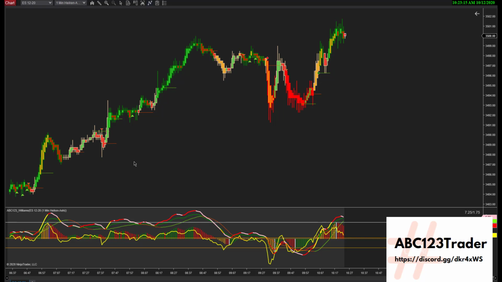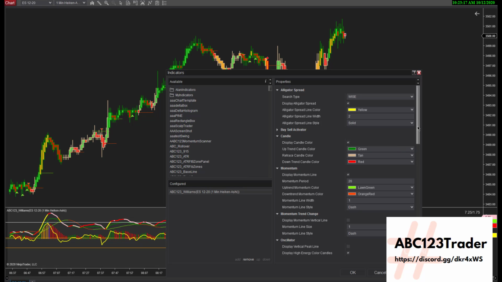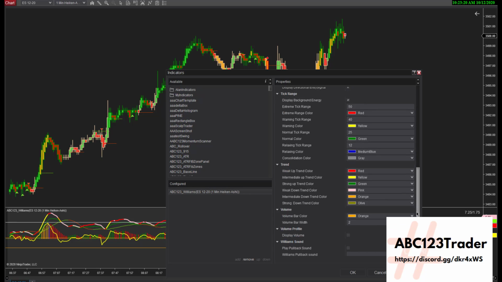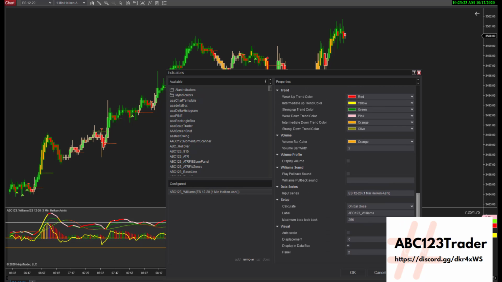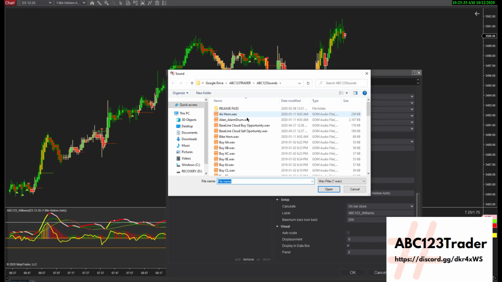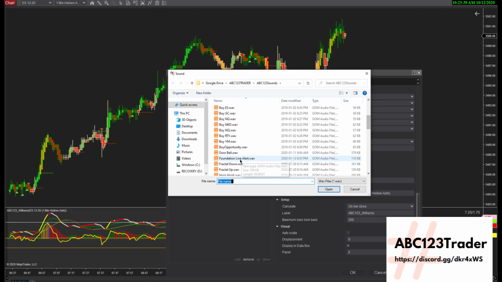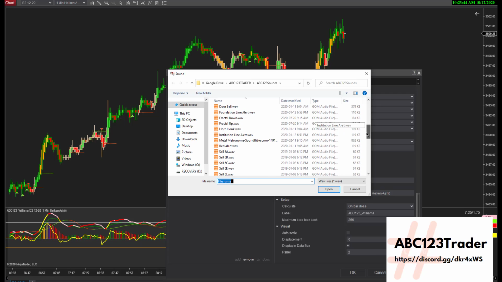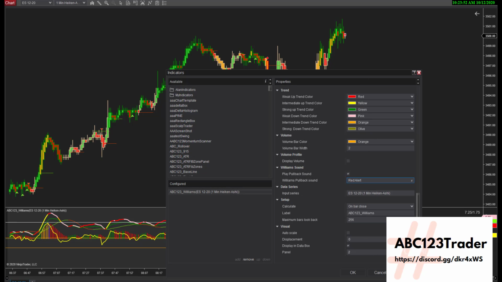What I'm going to add here as well on the Williams, there's an option, and I'm going to put it on here. There's a couple options. You can use a pullback sound. Display volume. Okay, I'm going to get rid of that option because that's why I think the thing's grinding up here. I have a lot of sound bites, and I'll just put something simple. I'll use a red alert, some type of sound that will trigger saying something's happening.